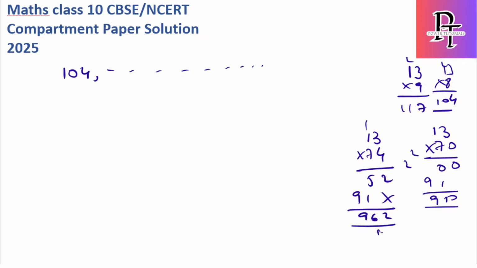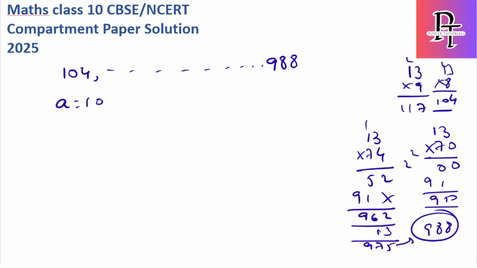Okay, if I add 13 here, 975, if I add 13 you will get 988. Okay, so this will be the last value. 988 is the last 3-digit number divisible by 13. Okay, this is an AP series now. So A value is 104, D value you already know it is 13. If I want the N value I will get it, because A plus N minus 1 into D is equal to 988.